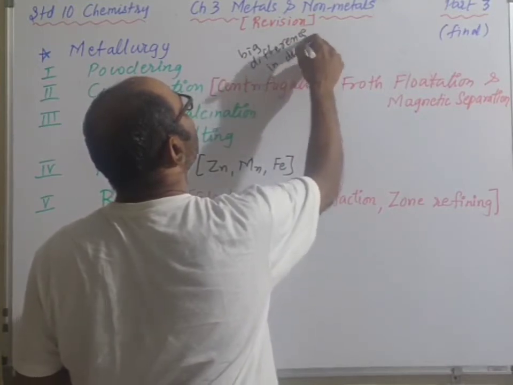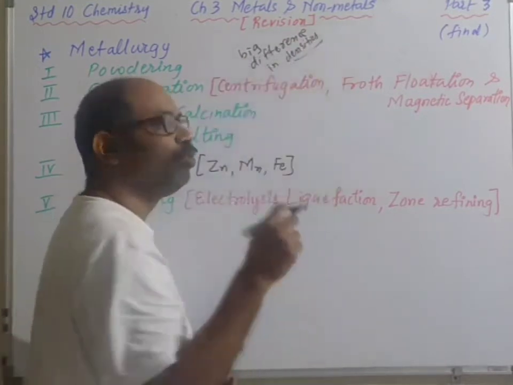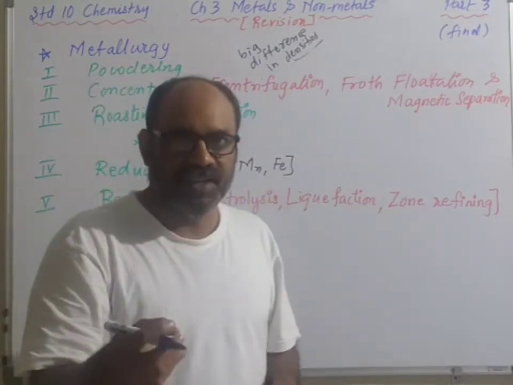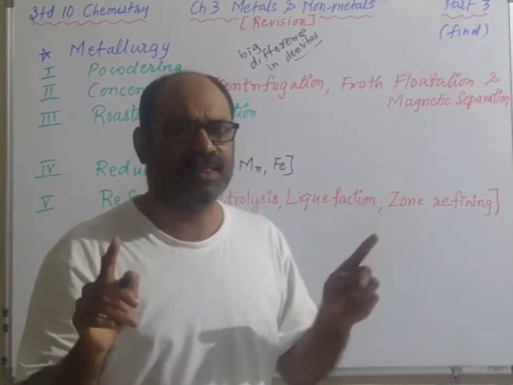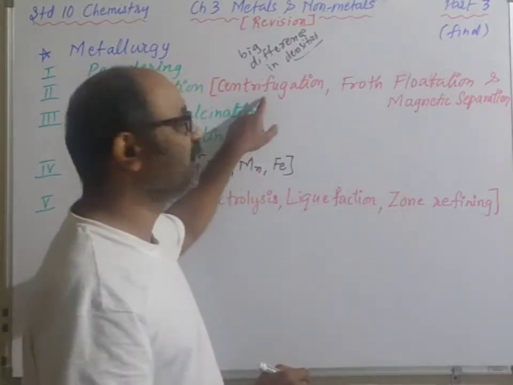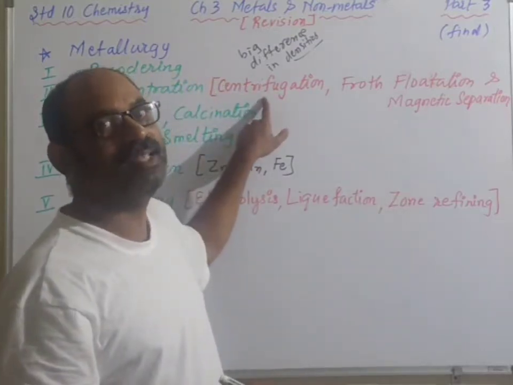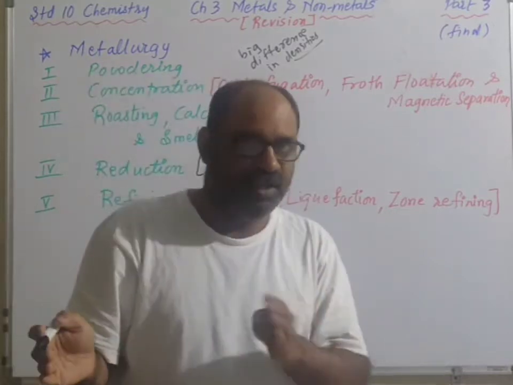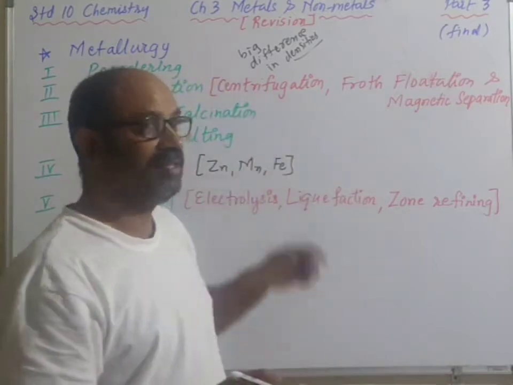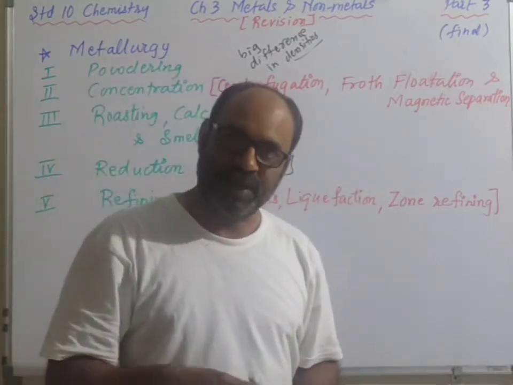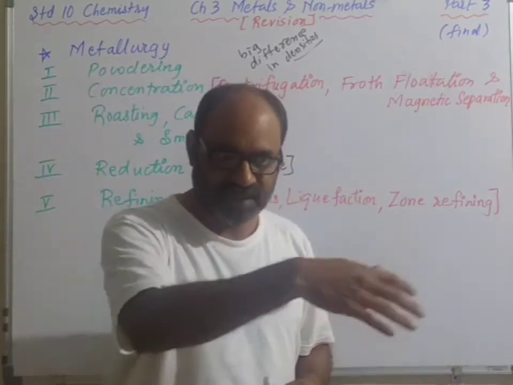The metal and the impurity, there is a big difference in the densities of both, a big difference. Then that is concentrated by centrifugation. The impurity is separated from the ore by a process called centrifugation. I've explained to you in detail earlier, correct?